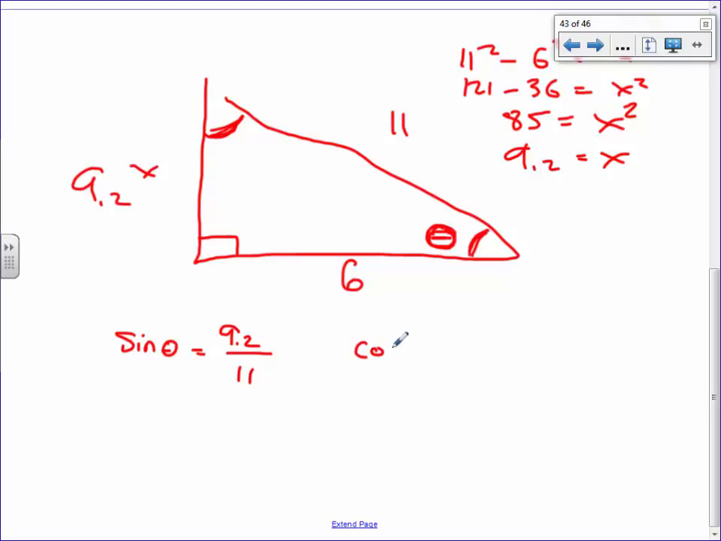I could have said that cosine of theta is equal to the adjacent over the hypotenuse. The adjacent would have been 6 over 11. That could have worked as well. I could have done the third way. I could have said that tan of theta is opposite over adjacent. Any 3 of these things should work and give me basically the same angle, minus a little bit of rounding. How do you get the angle by itself though from here? Do you just type in sine 9.2 over 11? What's the right vocabulary? What do you call it when you need to undo this? Yeah, I call it a sine inverse.